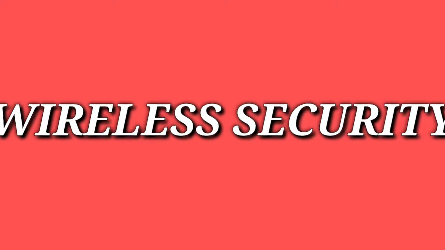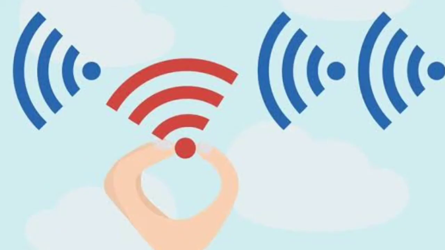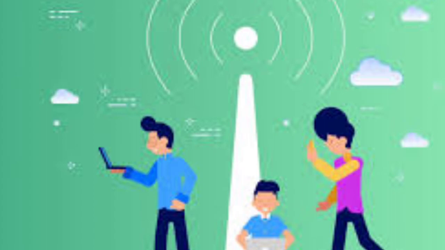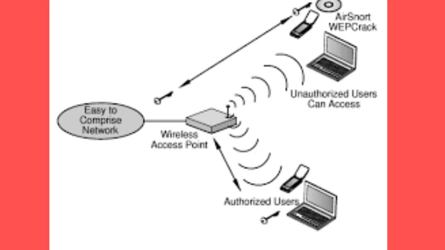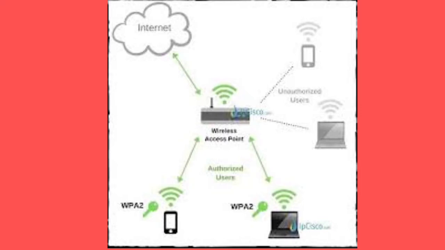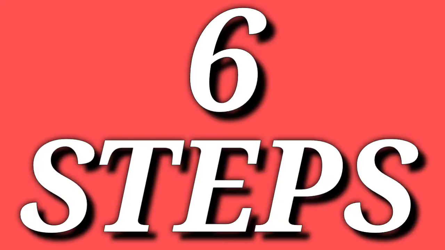At this point, let us know first what is wireless security. Wireless security is the prevention of unauthorized access or damage to computers and data using wireless networks, which include Wi-Fi networks. The most common types of Wi-Fi security are Wired Equivalent Privacy, WEP, and Wi-Fi Protected Access, WPA. And this time, here are the 6 steps on how to apply the network wireless security.